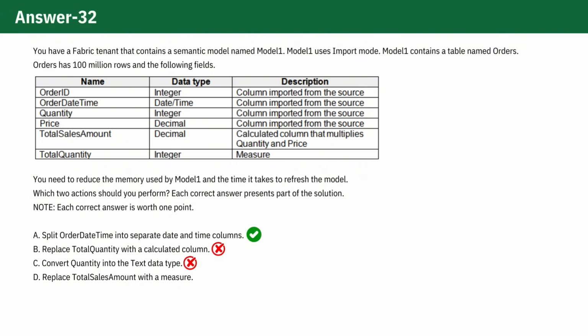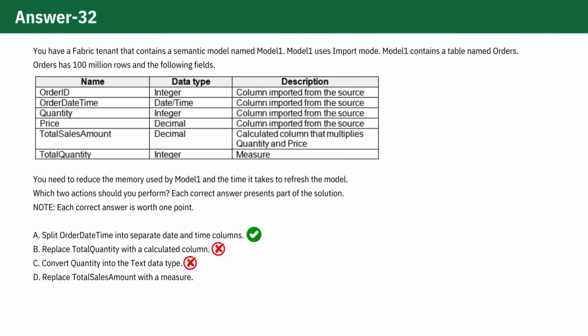Option C. Convert quantity into the text data type. This is also incorrect. Converting a numerical column, like quantity, into text would likely increase memory usage. Text data types generally have worse compression compared to numerical types and could slow down processing times during refreshes and queries because operations on text are less efficient than on numbers.